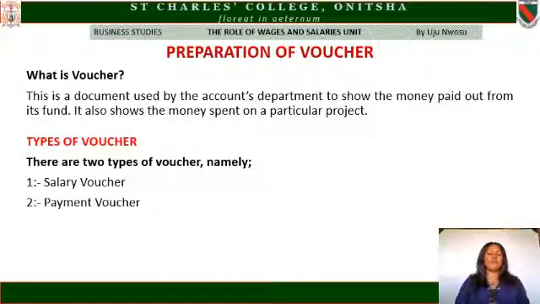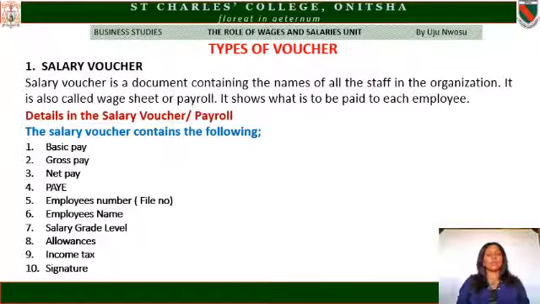There are 2 types of voucher, namely salary voucher and payment voucher. All right, we are going to start with the first one, which is salary voucher. Salary voucher is a document containing the names of all the staff in the organization. It is also called wage sheet or payroll. It shows what is to be paid to each employee. This means that every organization has these documents that is called salary voucher.